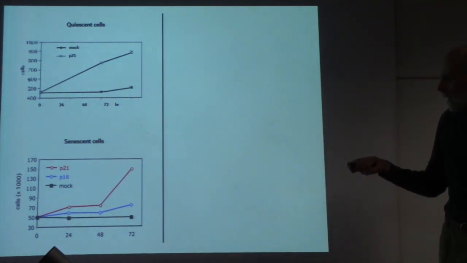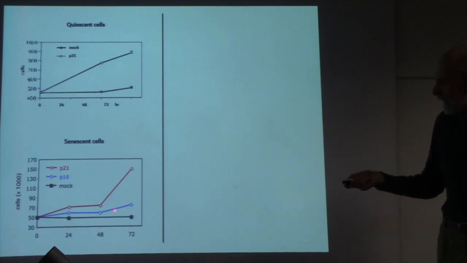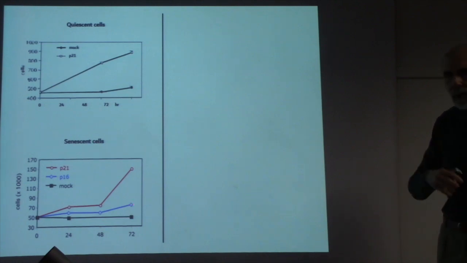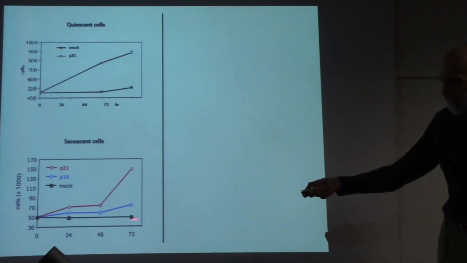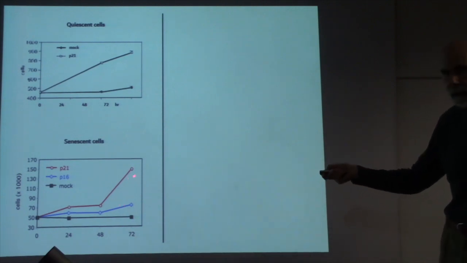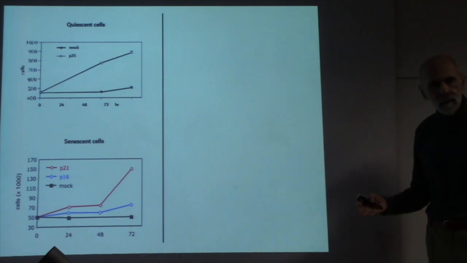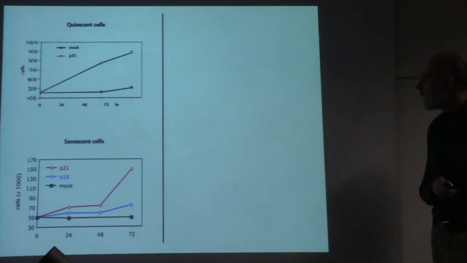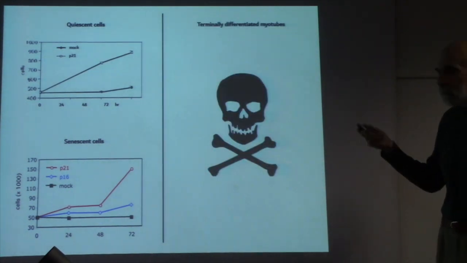Senescent cells, you can reactivate them most efficiently by removing P21, but to some extent even removing P16. It depends on what particular inhibitor is most important in that particular type. Control cells are flat, they're senescent, they will not proliferate. And these cells triple in 3 days, so they really proliferate, and they're fine. Myotubes die.